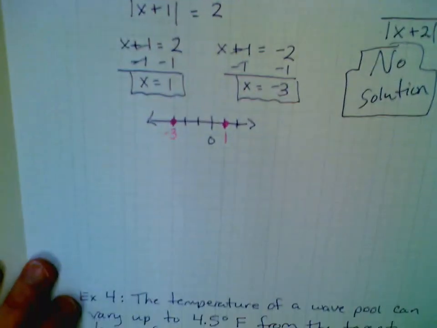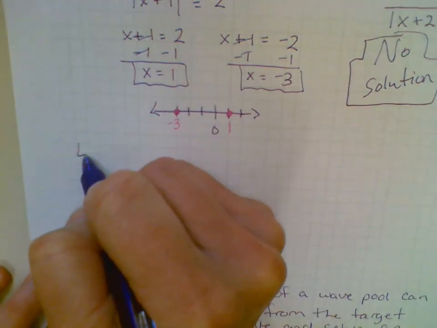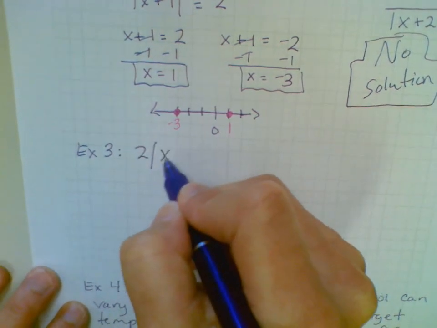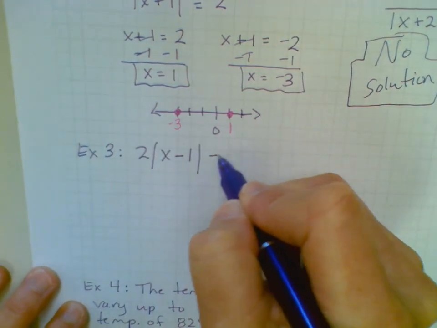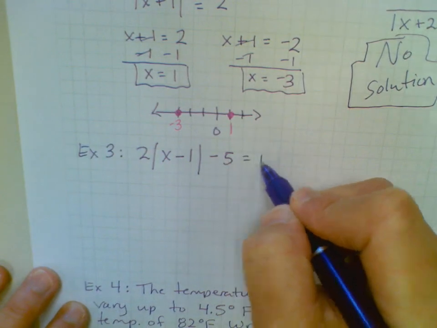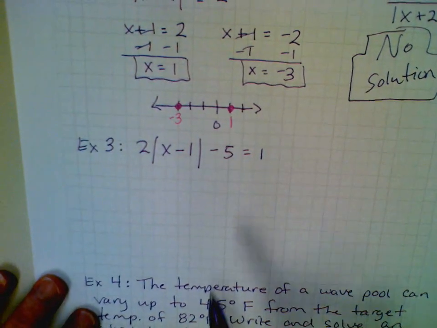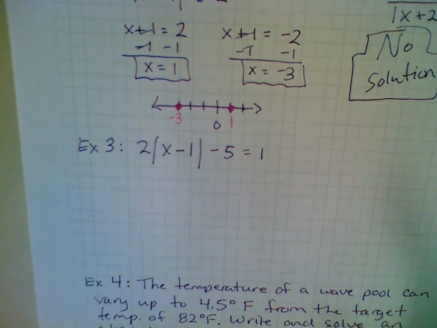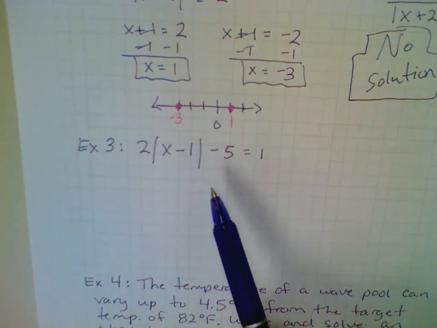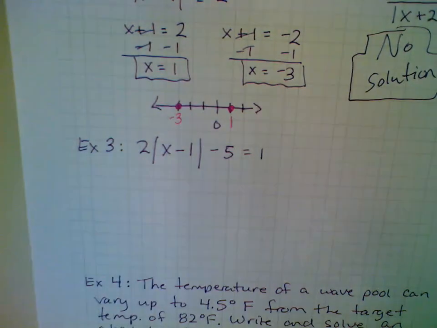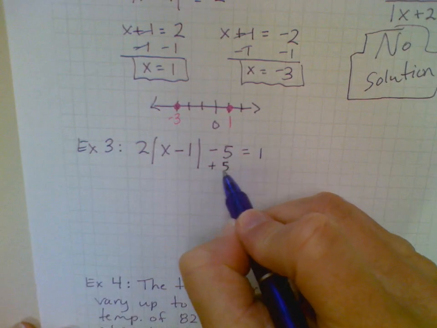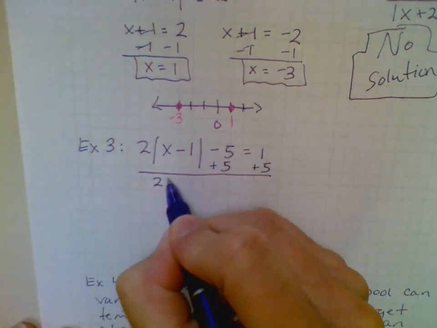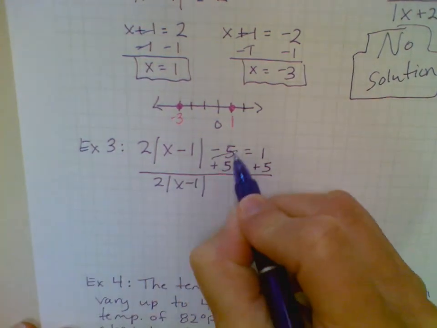Okay, let's keep moving. This will be example number 3. This one's a little bit busier. So I've got to undo a couple things here because I want to get the x minus 1 in the bars by itself. So I'm going to undo the 5 first. So add the 5 over. Since it's being subtracted, you want to do the inverse. Cancel.